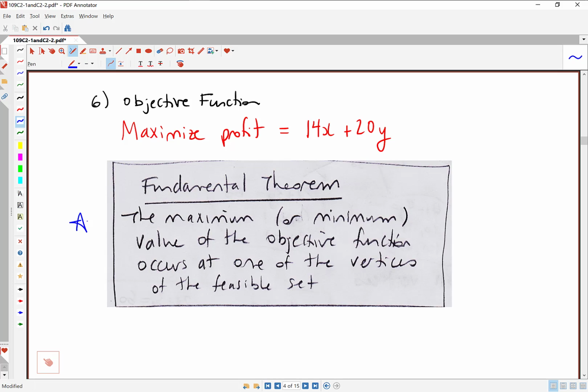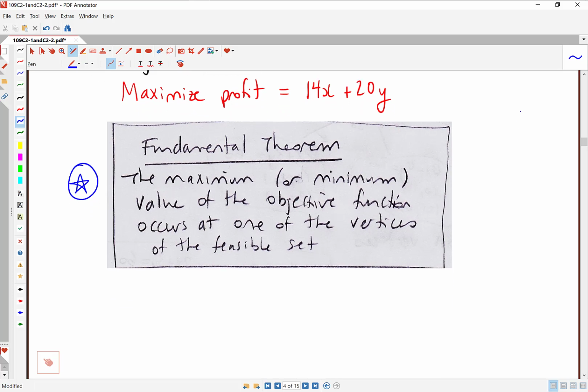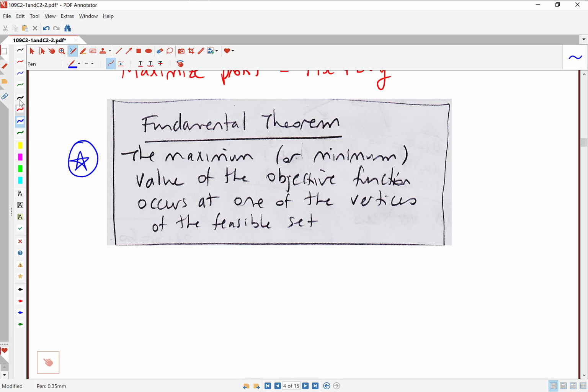So here's the key idea that linear programming revolves around. So important that we're going to call it the fundamental theorem. The maximum or minimum value of the objective function occurs at one of the vertices of the feasible set. So what that tells us is that the answer to the problem is going to lie at one of the corners of that graph that we just drew. So here's how we're going to finish the problem from there.